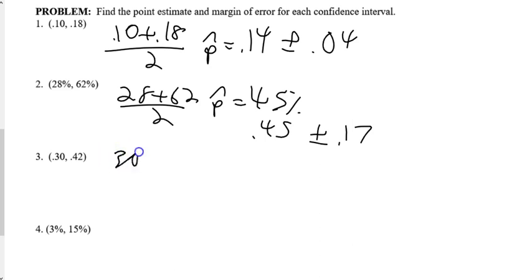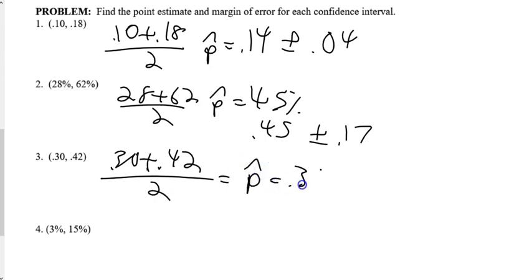Do it again. 30 and 42. Divided by 2. That's going to give me a p hat of 0.36, with a plus or minus of 6. So in other words, 36 right in the middle. I can go 6 above or 6 below.